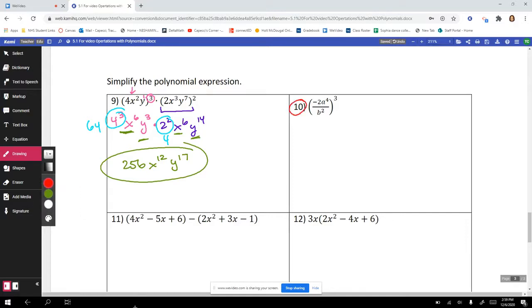Okay, moving on to number 10. Again, I'm going to take everything inside and raise it to the power. So it's negative 2 to the 3rd. That gives me a to the 12th over b to the 6th.